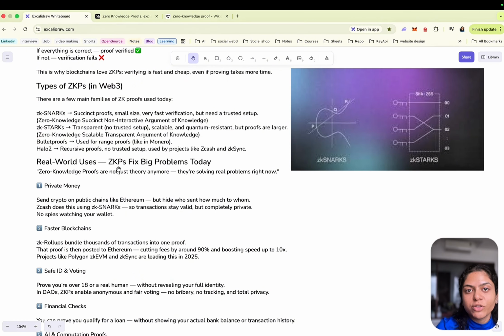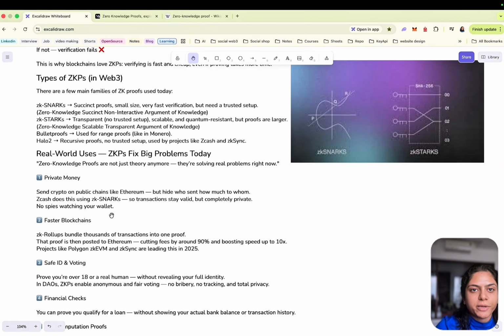What are the real-world uses of ZKP, and how does it fix big problems today? We all know in this video what ZKP is, how you give the proof and verify it, but how will it be used in real life and the real world? ZKPs are not just theory anymore. They are solving real problems, and they are used right now.